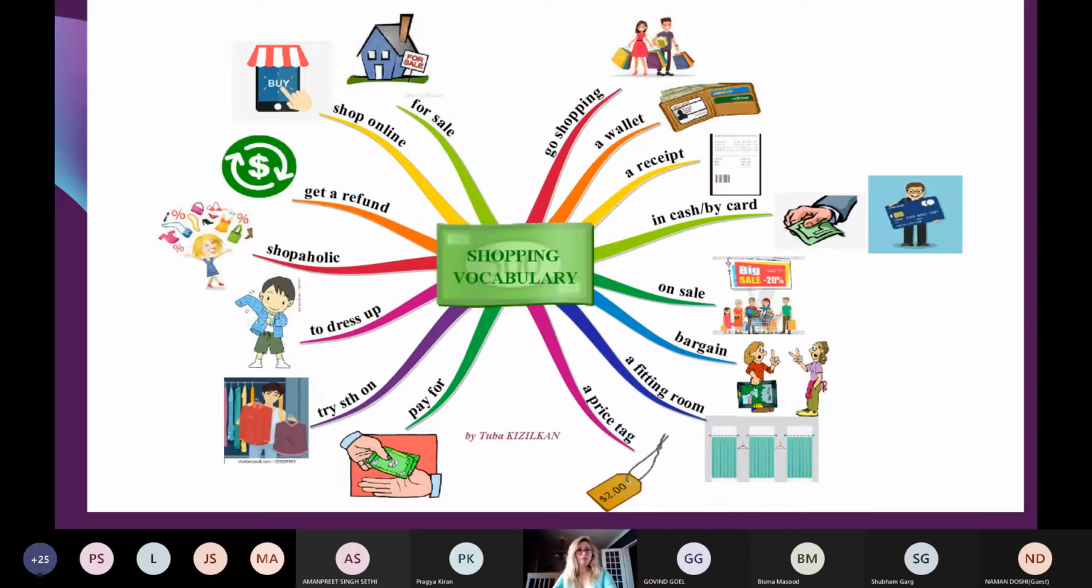Another example that I created is about shopping vocabulary. As you can see, I have some nice images around here. You can choose your own images, actually. It's all up to you. And while preparing a mind map, a handmade one, you can just draw whatever you want. It's all up to you.